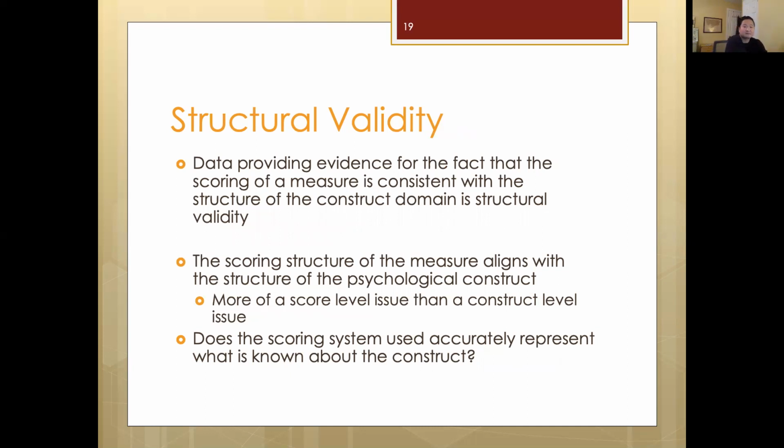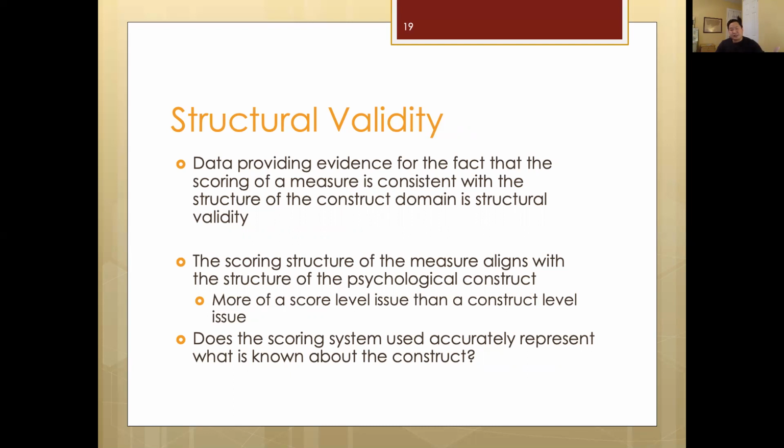Next up, we have structural validity. This is data providing evidence for the fact that the scoring of the measure is consistent with the structure of the construct. That's a fancy way to say, are you scoring this in a way that matches up to how the construct actually works?